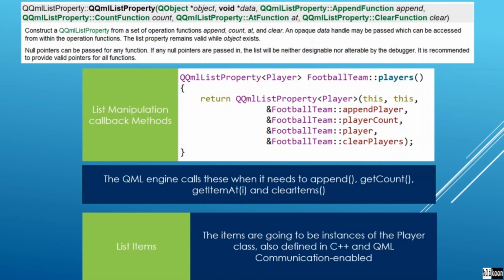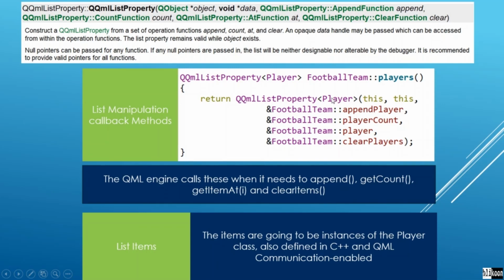Now, you also need a way to add the data that you specify in QML to the C++ class that you defined, and there are a few callback methods that you define that the QML engine is going to call to manipulate the data that you have in your C++ class. For example, we have a football team class, and when we put a player inside the football team QML element, we need that player to be added to C++, and the QML engine is going to use a bunch of methods that we specify in here in the players getter method.